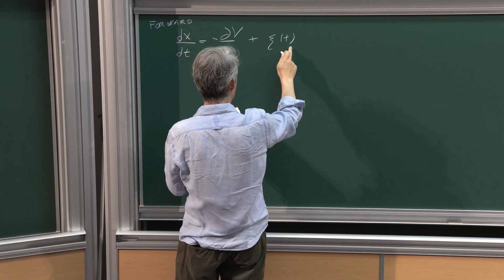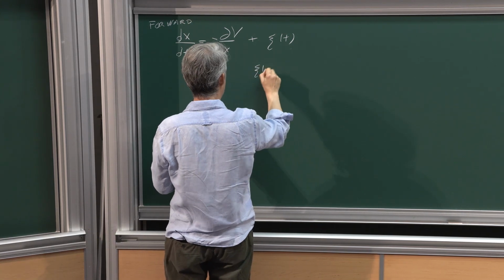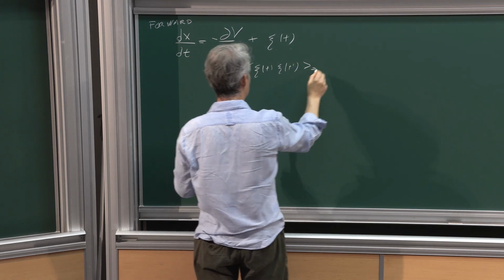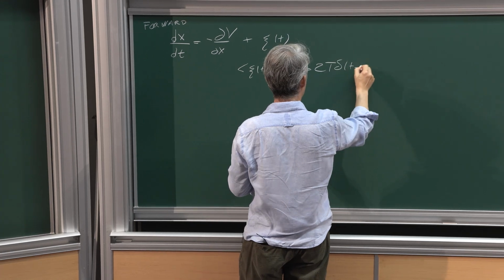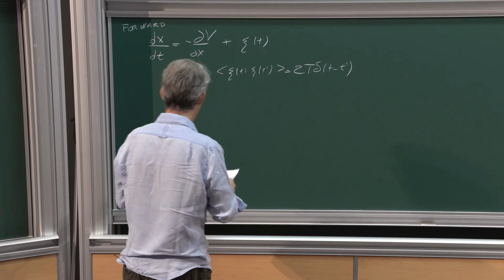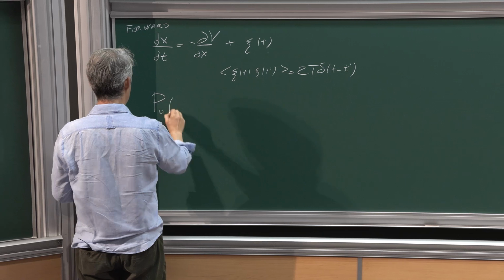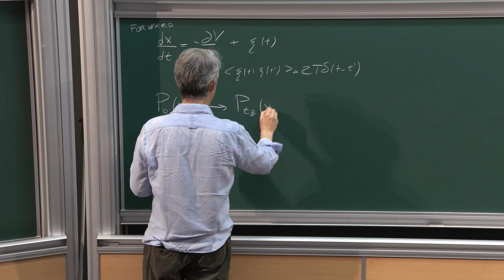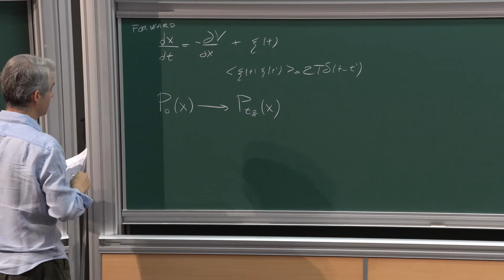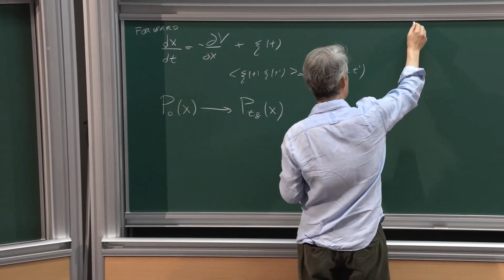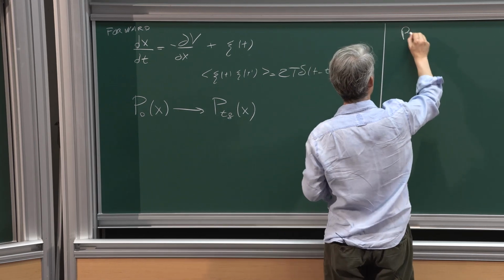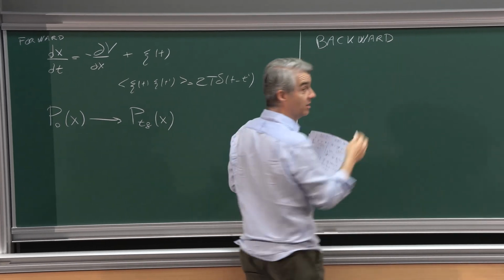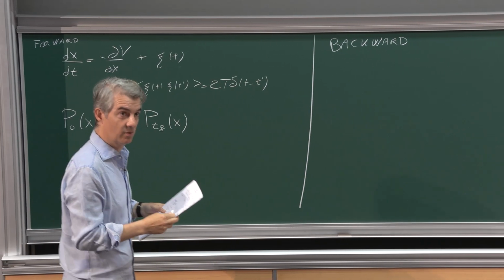And so psi is the usual Langevin noise. So <psi(t) psi(t')> is equal to 2T delta(t minus t'). And now you go from P0, which is the original distribution, to some distribution P_t^F(x) during this forward process. Now, what is the backward process? The nice thing about the backward process is that you can actually construct a backward process which is just a Langevin equation. So you come back using a Langevin equation.